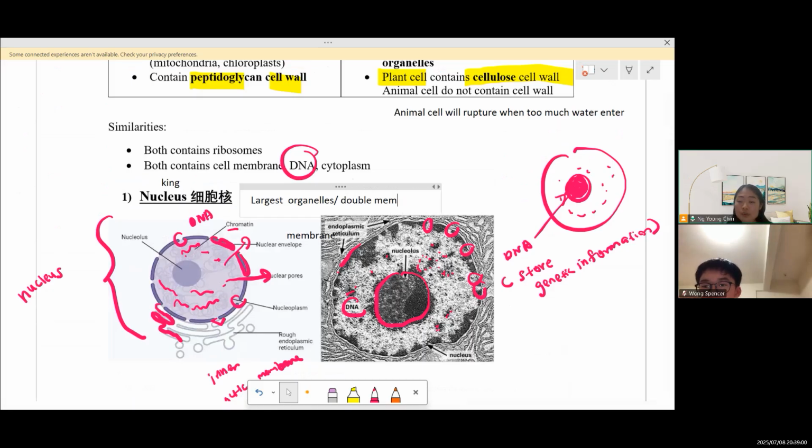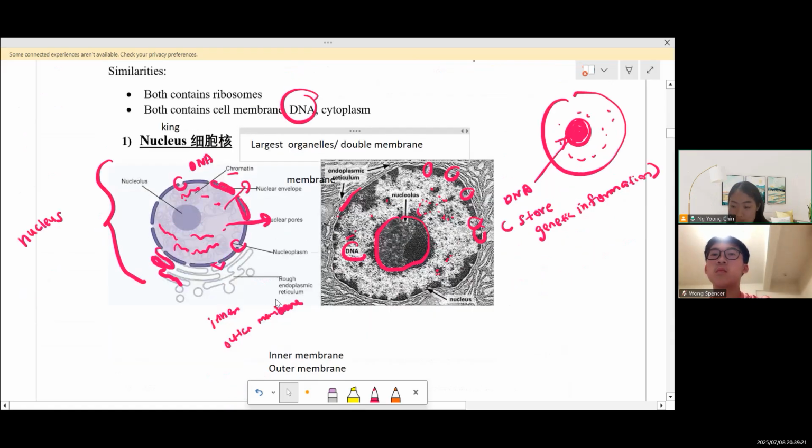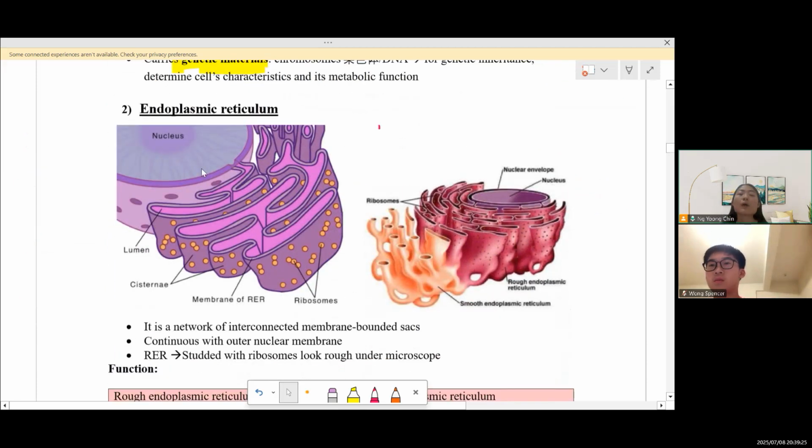Because Spencer, you need to know that not all organelles have a double membrane. Not all. Usually organelles have a single membrane, at least they have a single membrane. Only 3 types of organelles have a double membrane. Later we'll learn more. So the nucleus is one of them. Double membrane refers to having an inner membrane and an outer membrane. Understand? Okay, now we talk about the endoplasmic reticulum.